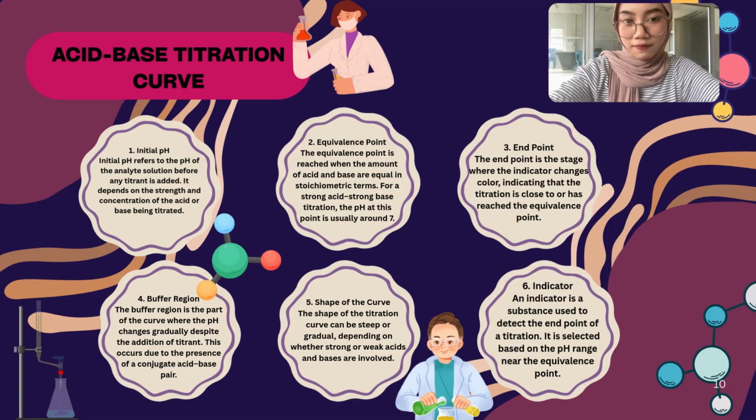Fifth, the shape of the curve. The shape of the titration curve can be steep or gradual, depending on whether strong or weak acids and bases are involved. Finally, the indicator. An indicator is used to detect the endpoint of the titration. It's chosen based on a pH range close to the equivalence point.